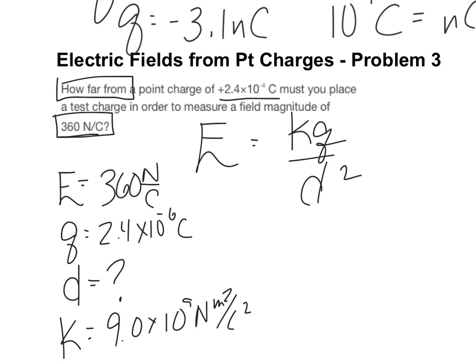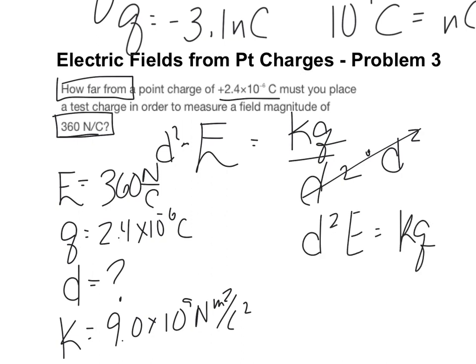I'm solving for D, so I'm going to try to get D by itself. In order to do that, I also want to get it out of the denominator, so I'm going to multiply both sides by D squared. And then my equation looks like this: D squared times E equals K times Q. I'm almost there. Let's divide by E on both sides.